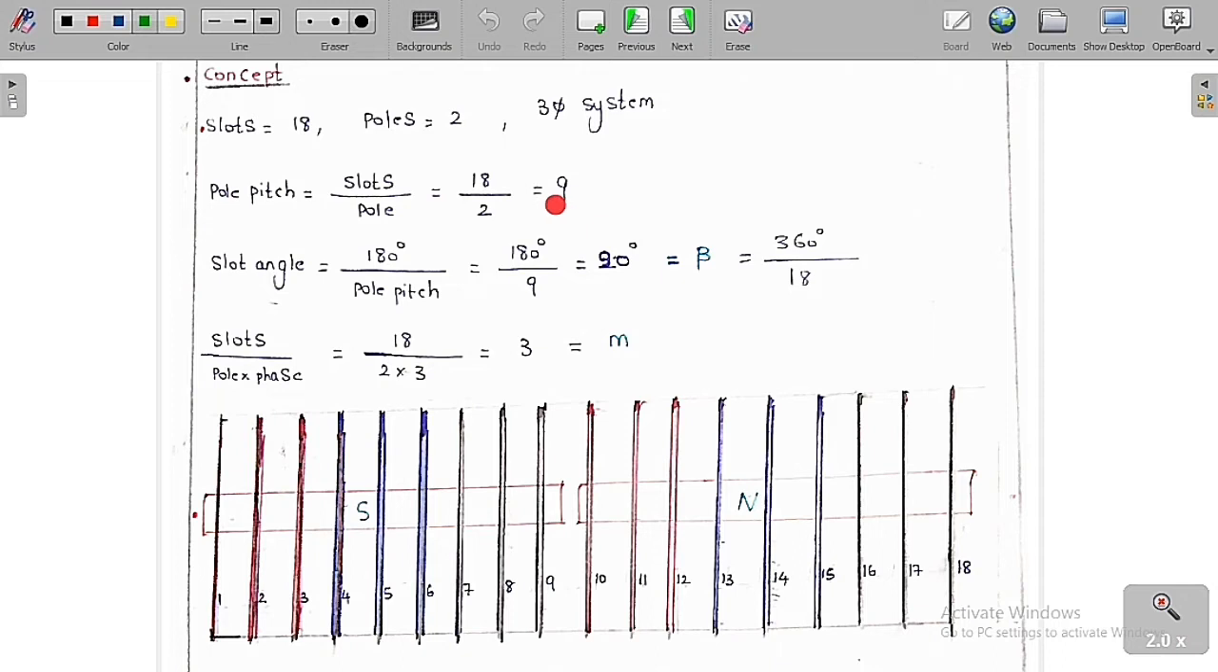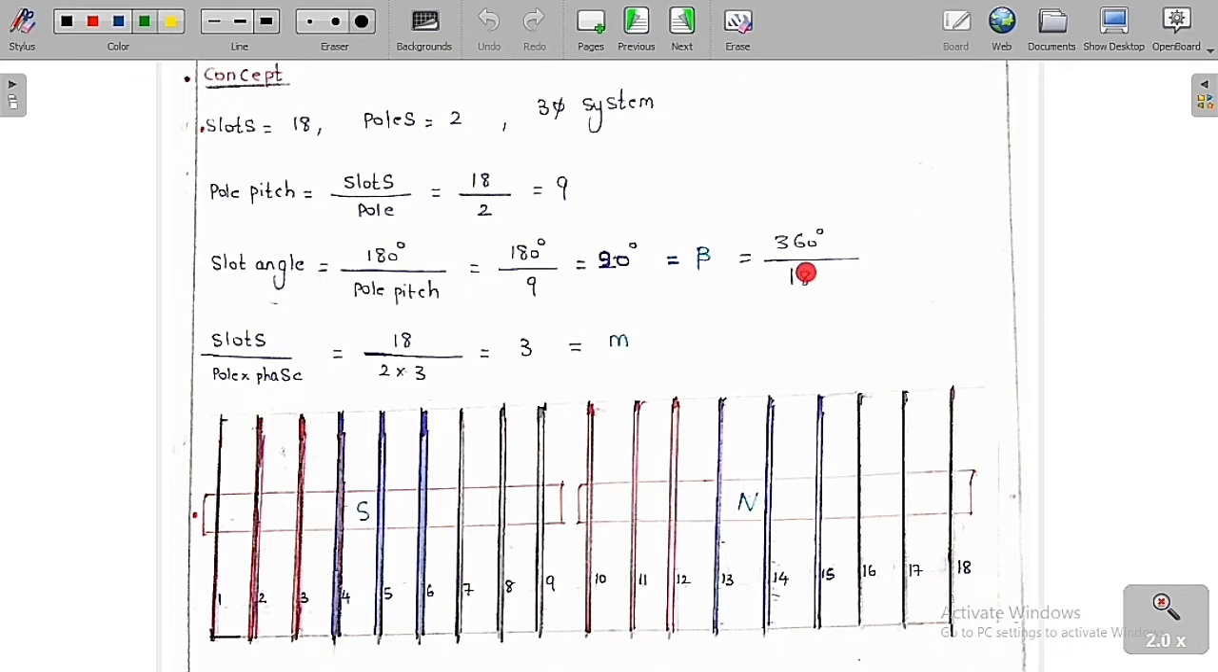Pole pitch, simply we can say, is the number of slots which are assigned for each and every pole. So pole pitch is the ratio of the total number of slots to the total number of poles, which is 18 by 2, equal to 9. And then slot angle, I have already told you the slot angle. Slot angle is basically the mechanical angle between two adjacent slots.